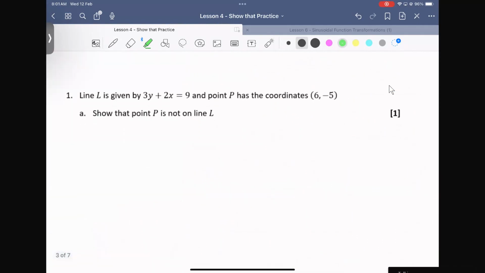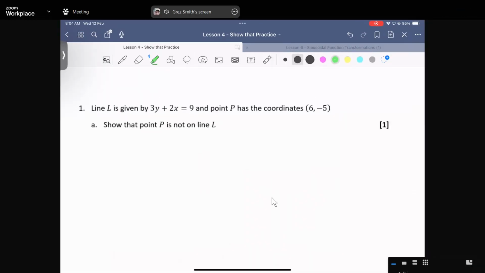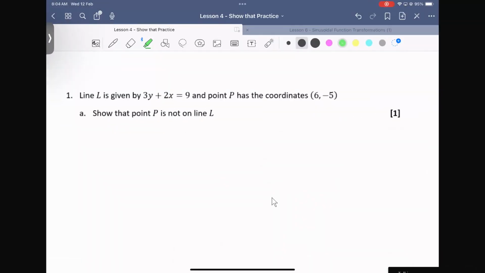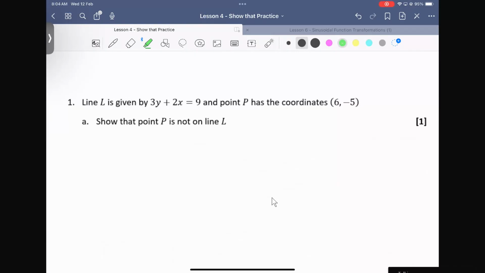Okay, have a go at this question now. Let me pause the video. Let's have a look at this one. Okay, so here on this one, this is a very simple show that style question. We're asked to verify an equation for a given set of values. The best approach for this type of question is to use a left-hand side to right-hand side style proof. So we will start off on the left-hand side of the equation, which is equal to 3y plus 2x.